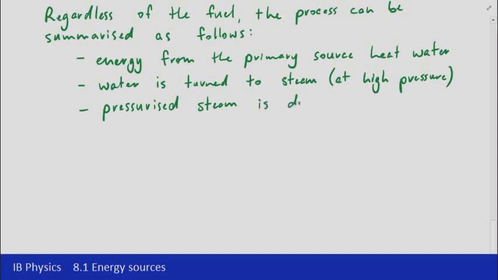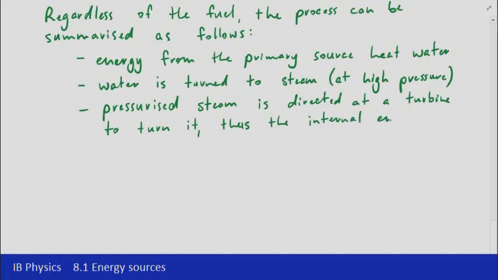So the pressurized steam is directed at a turbine, and the reason why we're directing it at a turbine is because we want to turn that turbine, so the internal energy is converted to kinetic energy. Now that step is sometimes skipped over, just thinking about internal energy being converted to electrical energy, but we do have this critical stage of kinetic energy being involved as well. So that's the movement of the turbine.